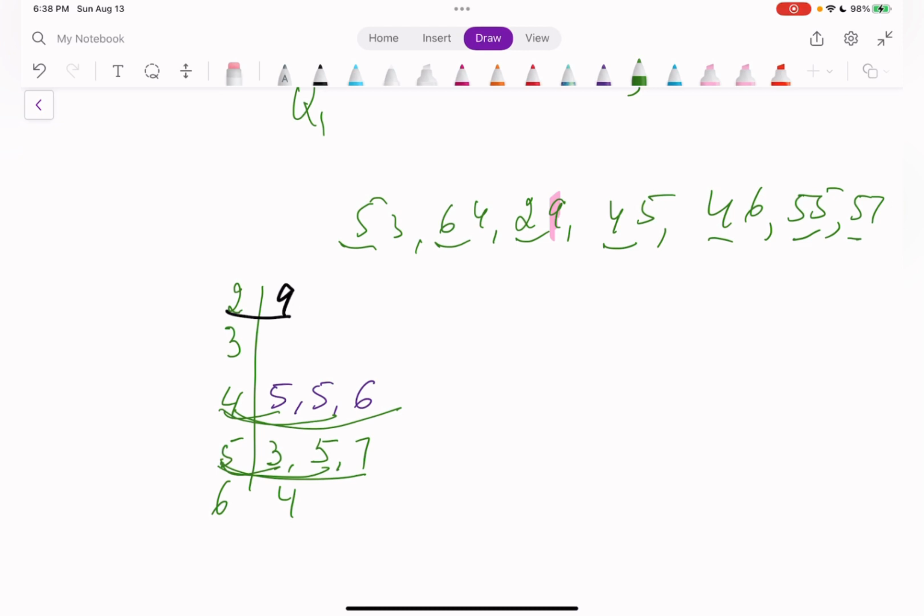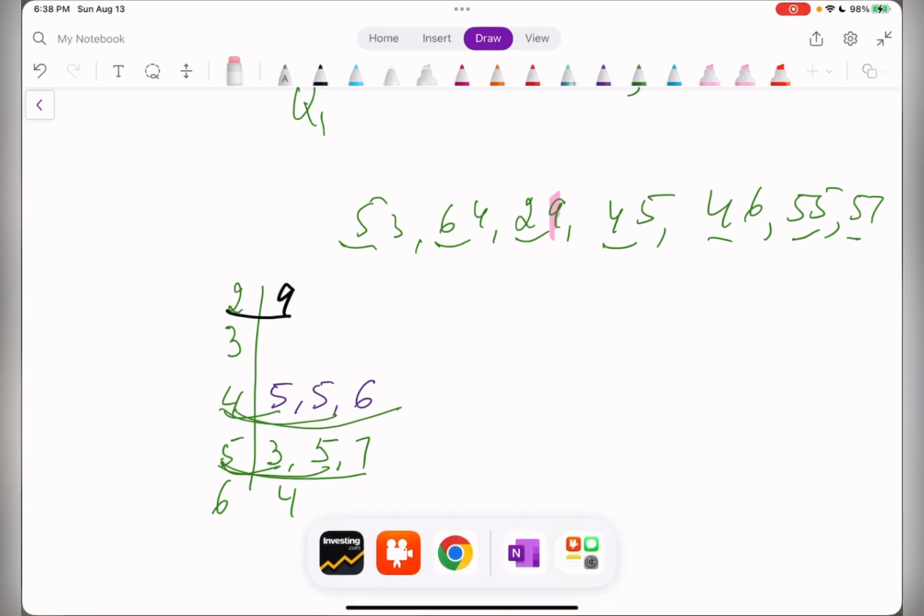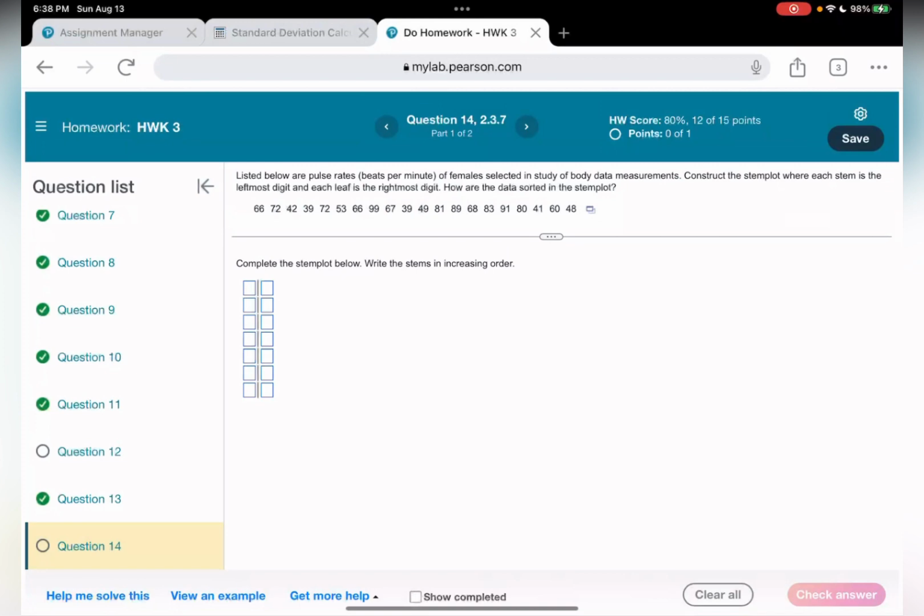Now, how about 3? If you don't have any number here, that means 3 is missing. But if we would have, let's say, 30, how do you know if 30 is missing? If I would have 30, I would have here a leaf with number 0. Then I would have 30. But because I don't have it, I leave space, and you know that there is a gap. Okay? And that's how you're gonna fill it out.